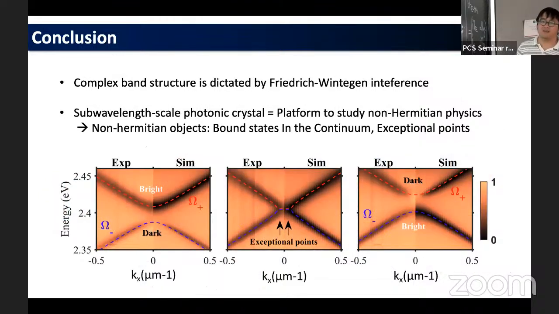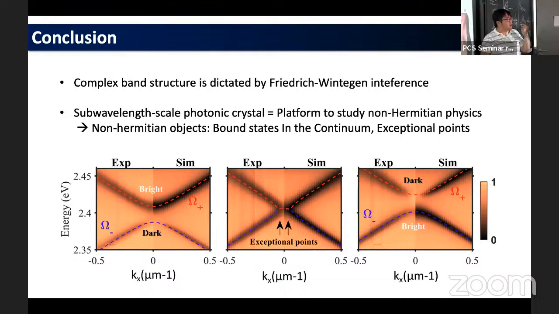And if we work above the light cone, then we have more than just the shape of the band structure, but also the line of the losses that is dictated by Fano interference. So we can engineer bound states in the continuum and make band inversion. And at the transition of band inversion, we have exceptional points.